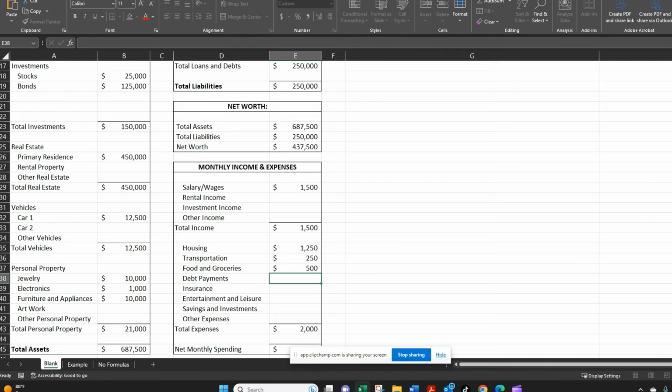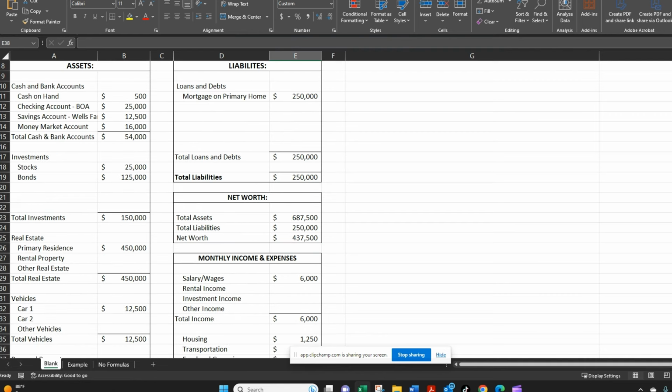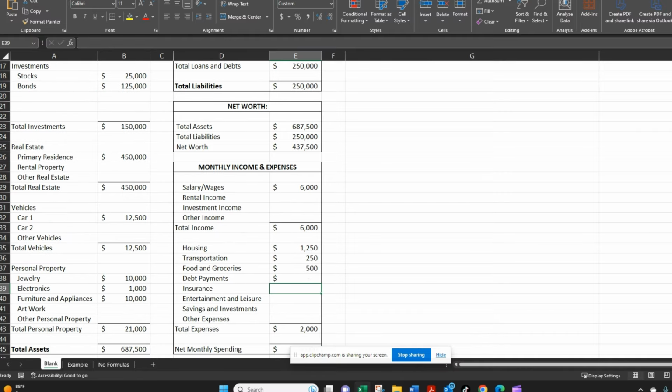Food and groceries. Lazy to actually do the math there myself. Debt payments. Up here I said I didn't have any debt besides the house, and I'm including that mortgage payment here, so I would leave that 0. Health insurance, you can leave that there, or if you want to, you can put your house insurance, but I would probably put that up with housing.